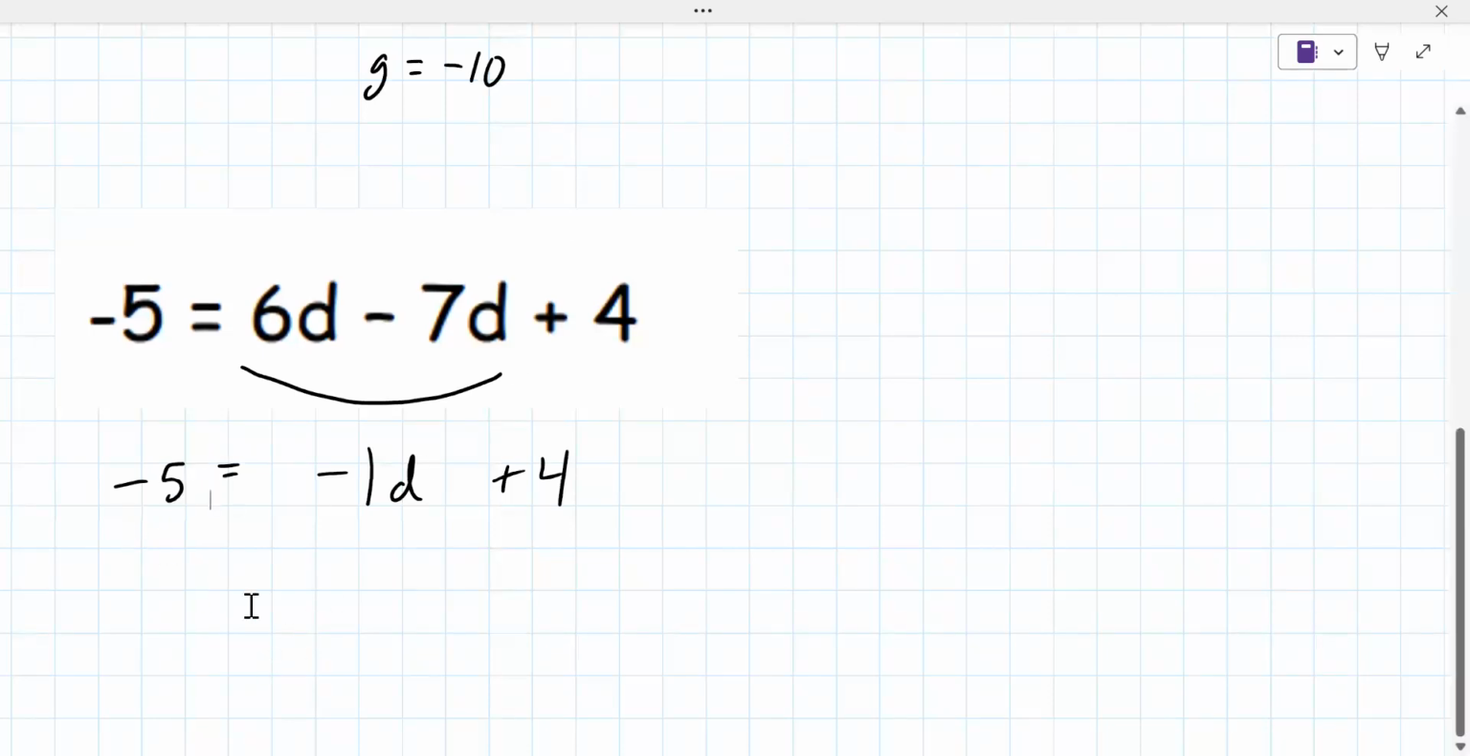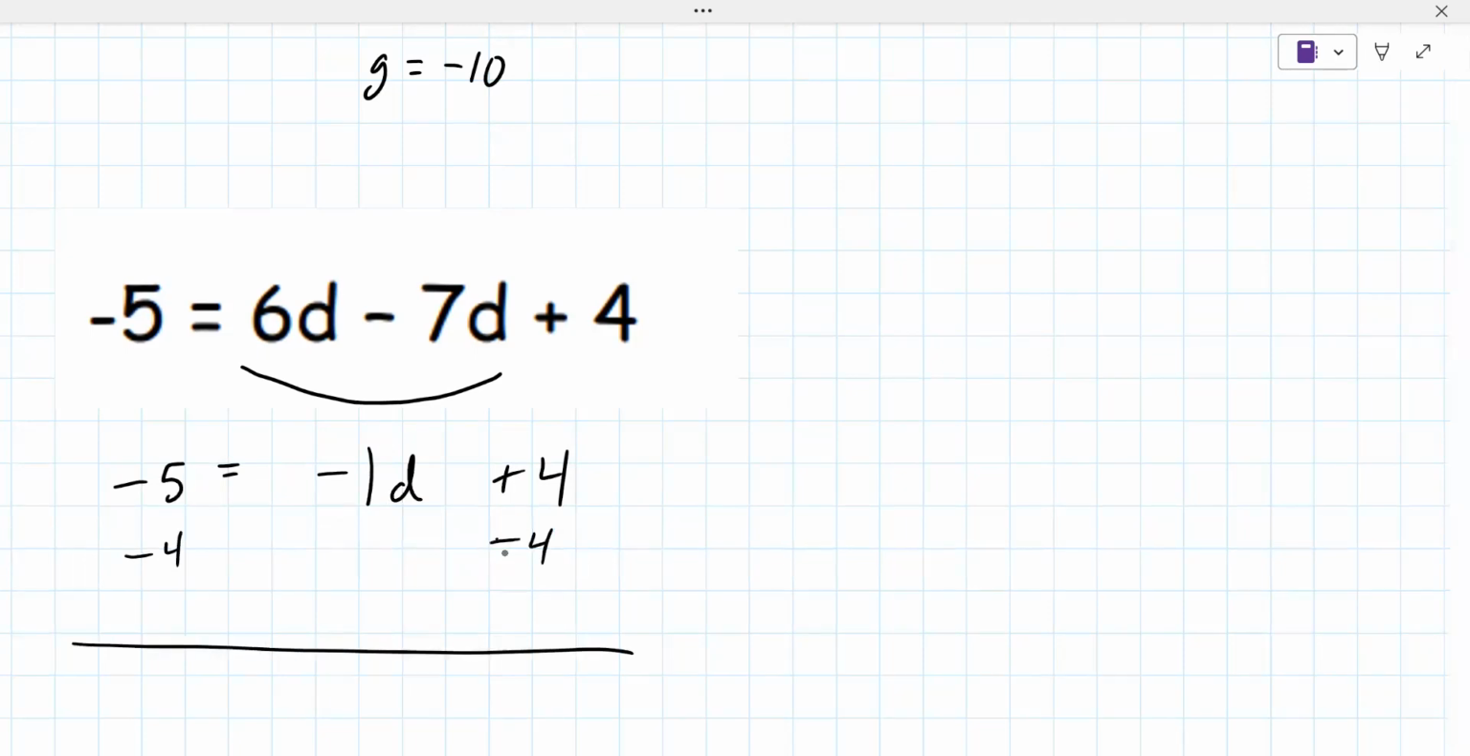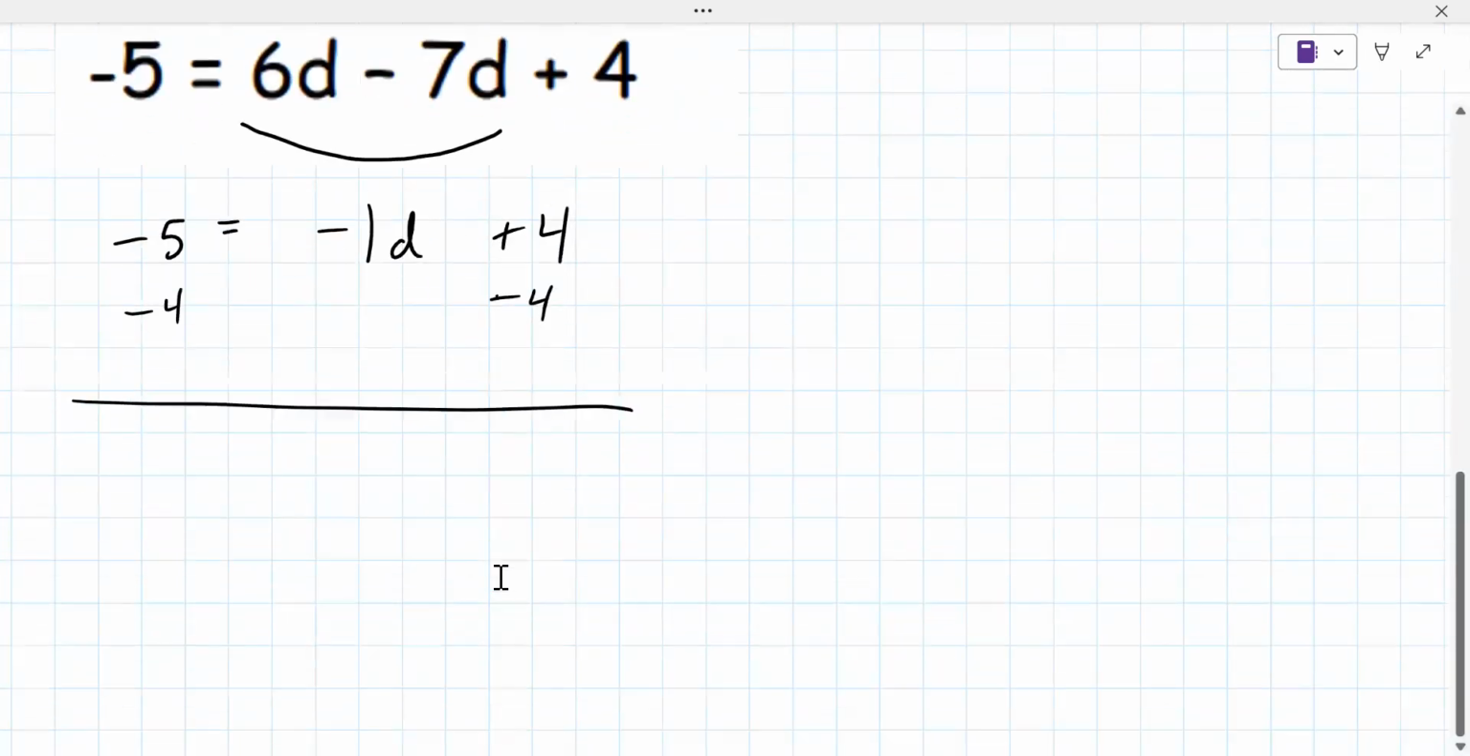All right, so again, you look at the side with the variable. The right side has the variable. You have this addition of 4 and this negative 1 times D. Which do you undo first? You would subtract the 4, right? Subtract the 4 from 4 and then subtract it from negative 5. And then the negative 5.